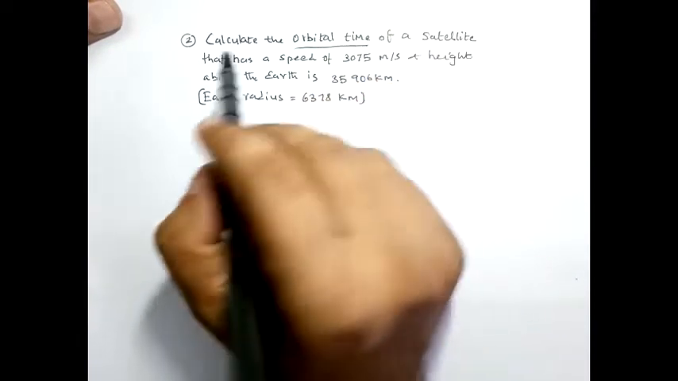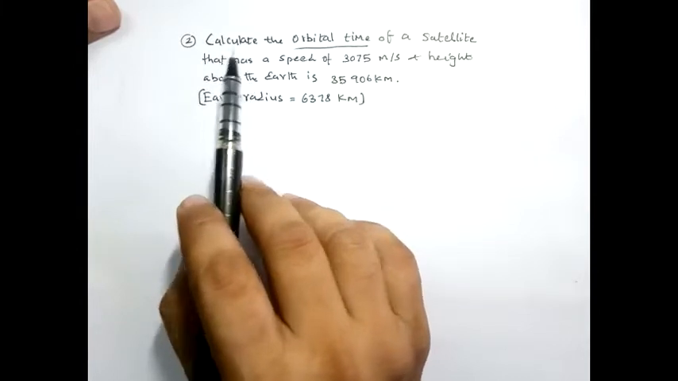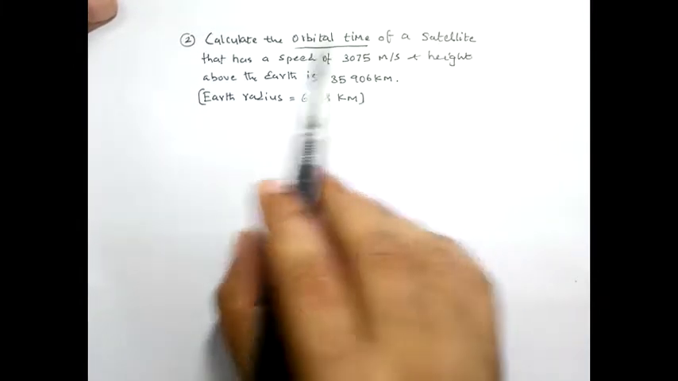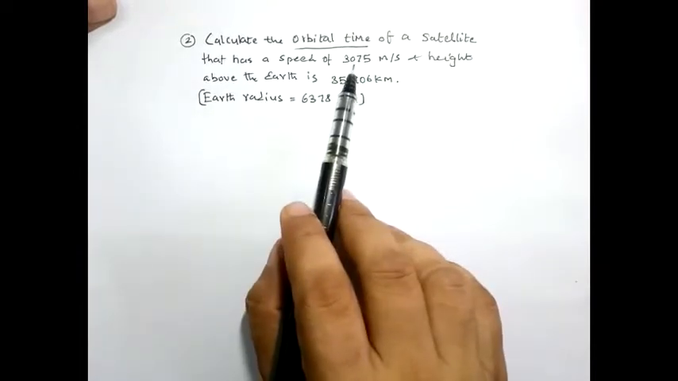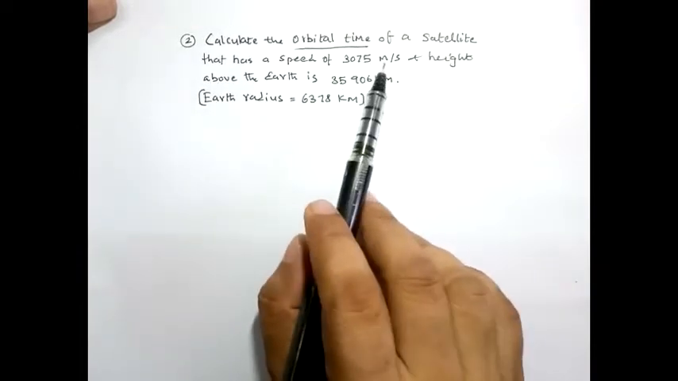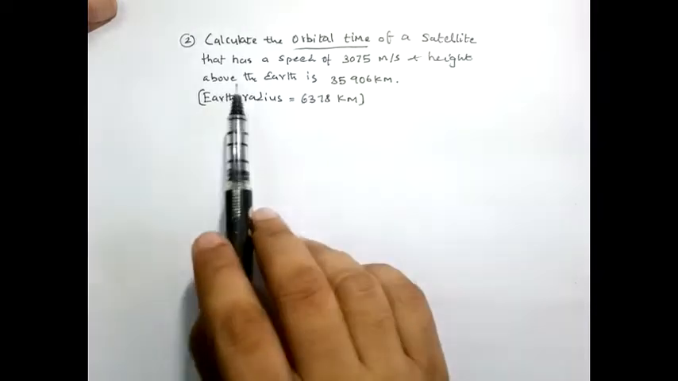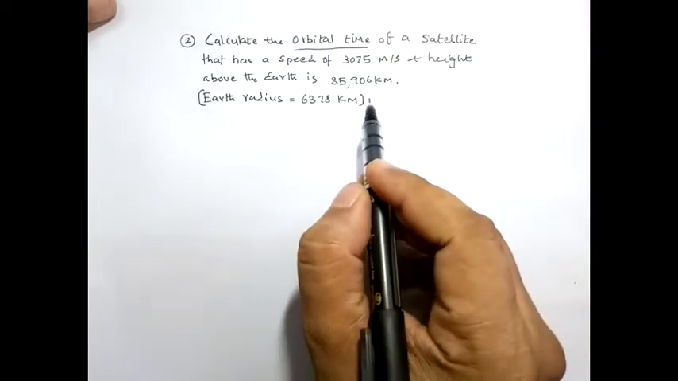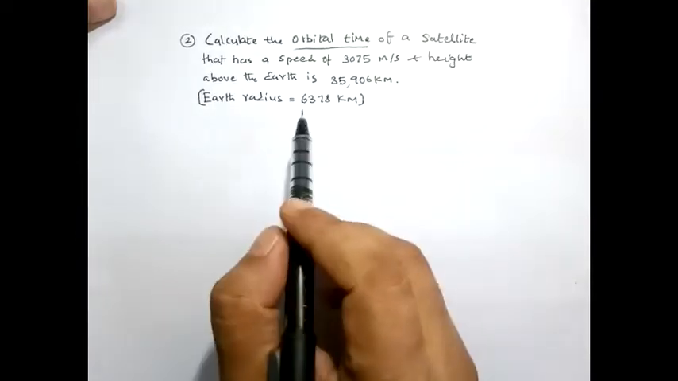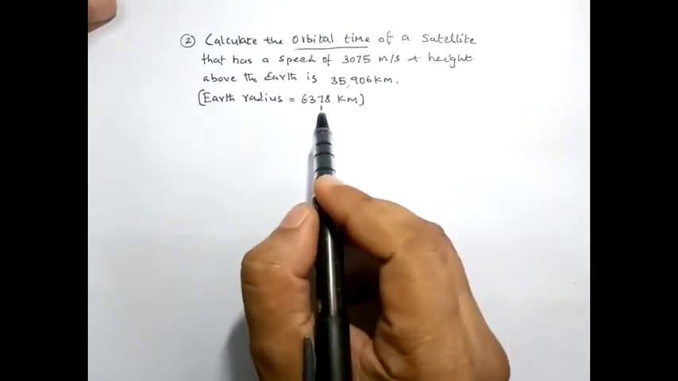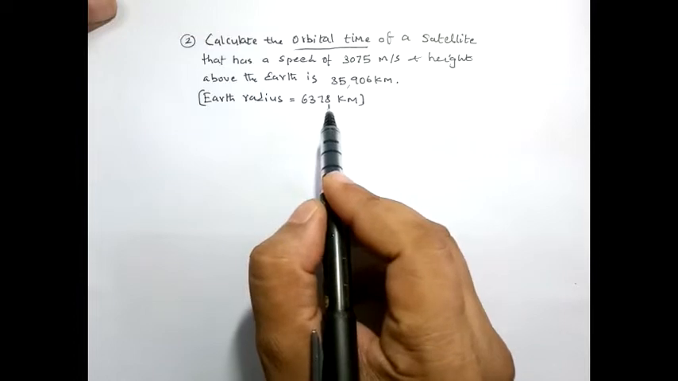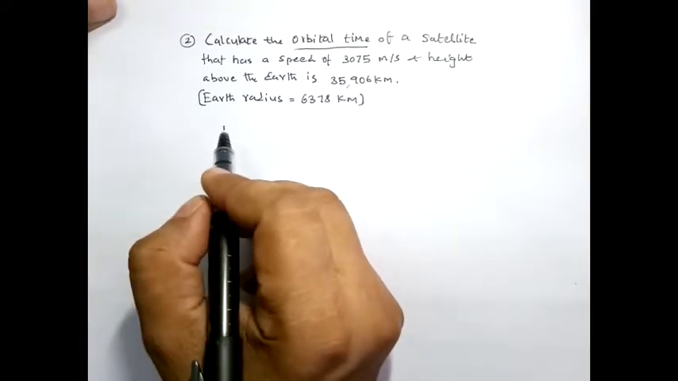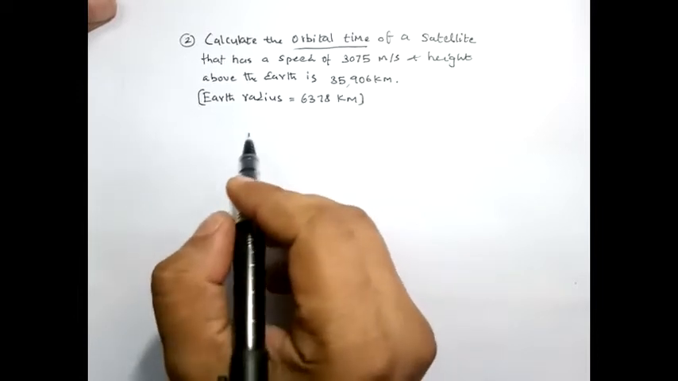Let me read out the question. It says, calculate the orbital time of a satellite that has a speed of 3075 meters per second and height above the earth is 35,906 kilometers. The radius of the earth is already given here, it's 6378 kilometers, the same. Obviously we are going to use the same formula.